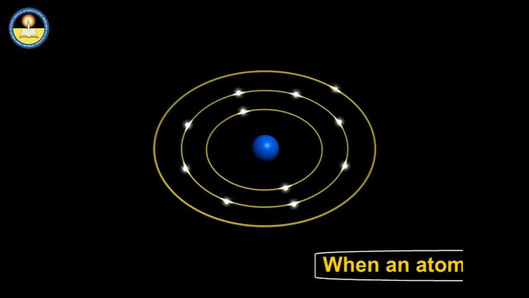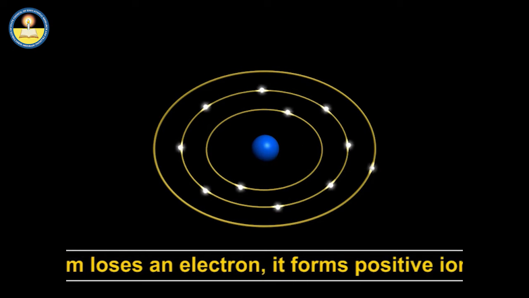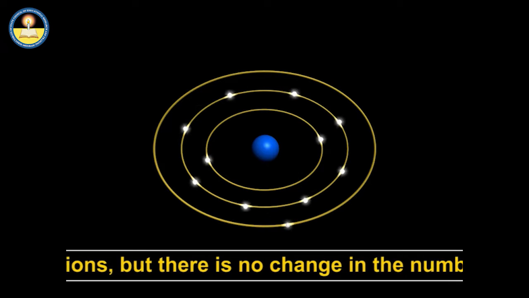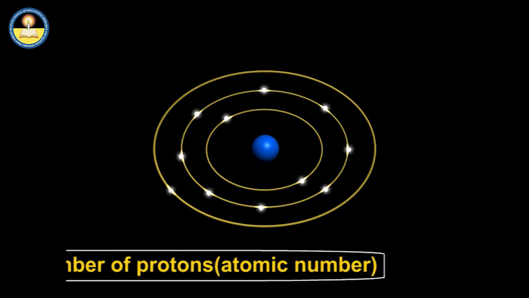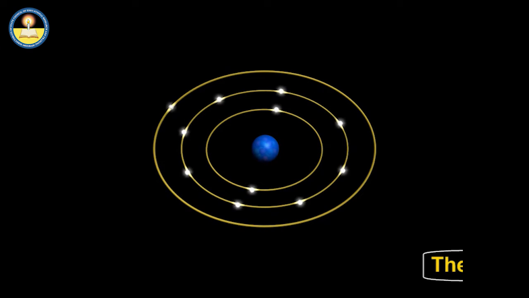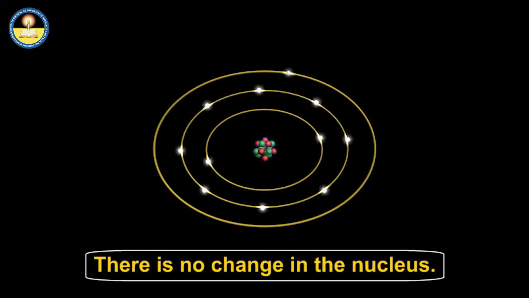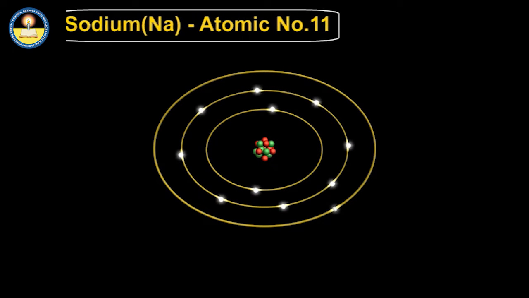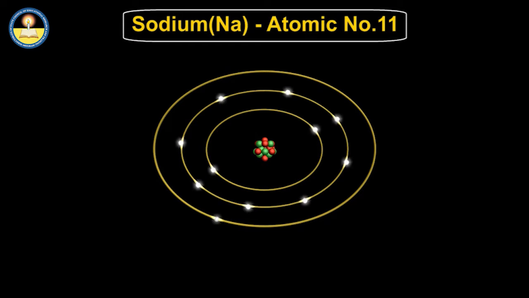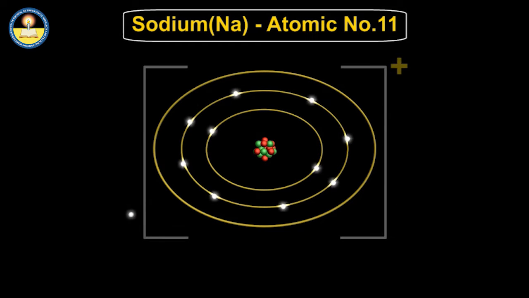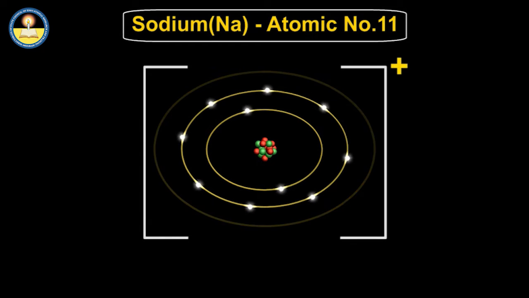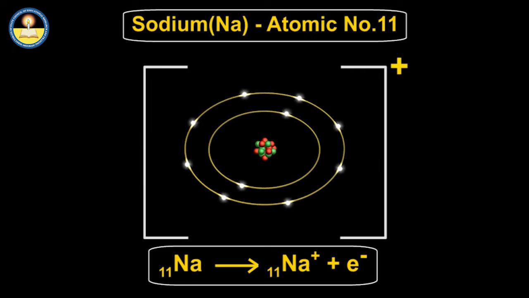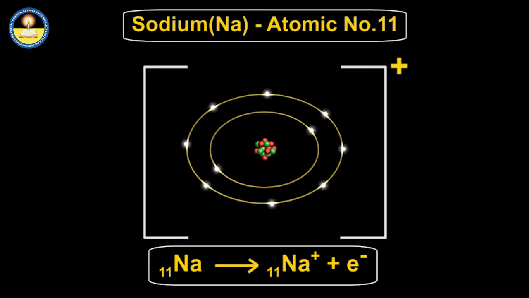When an atom loses an electron, it forms positive ions. But there is no change in the number of protons. There is no change in the nucleus. For example, sodium with atomic number 11 forms Na plus ion after losing one electron, but its atomic number is still 11. The number of electrons in sodium ion is one less than the electrons present in neutral sodium atom.